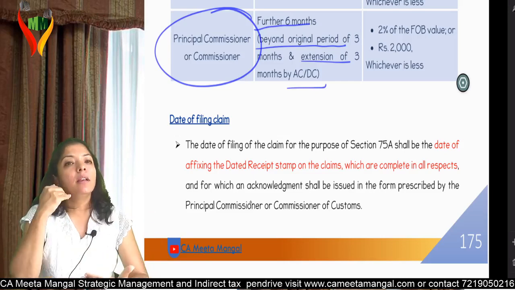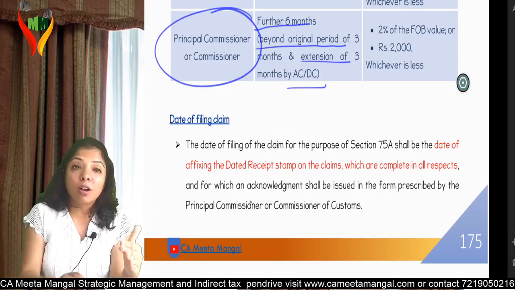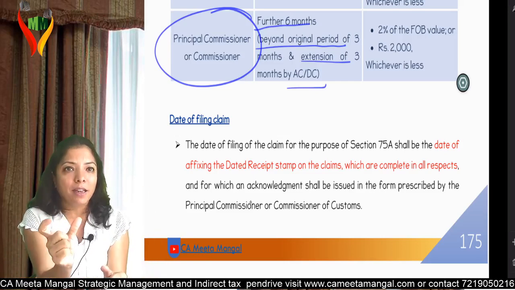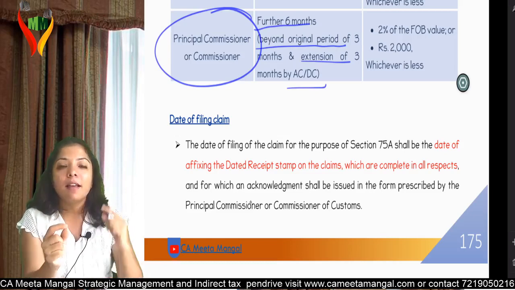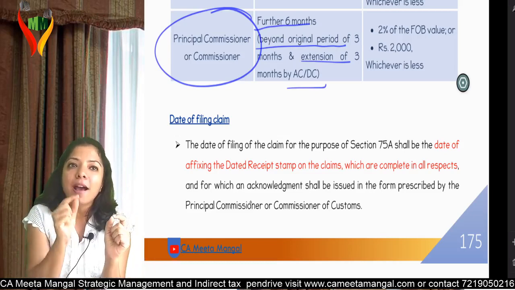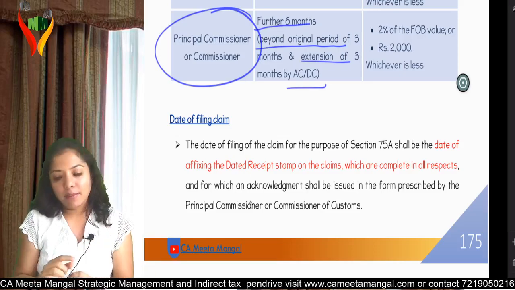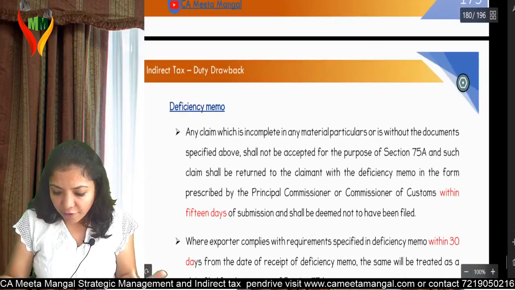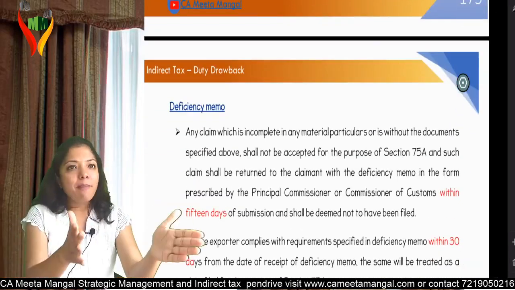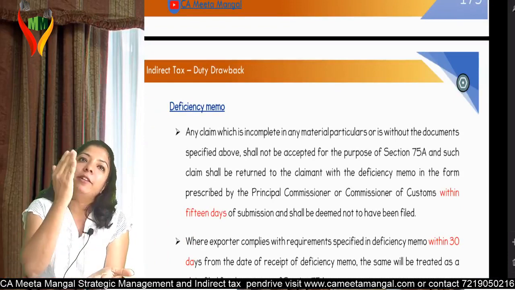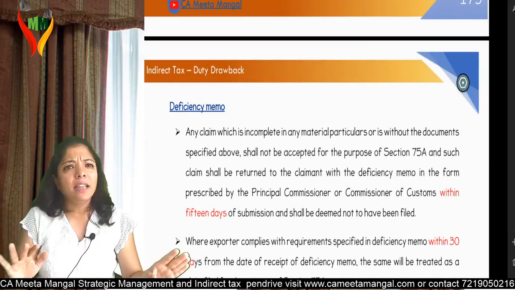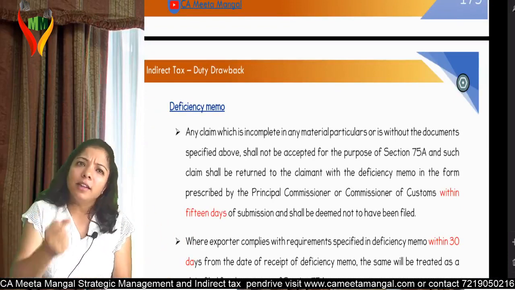I'll be teaching you the importance of 75A because I need to calculate the interest period. For the interest period, I need to know when you have filed the claim. Am I clear? Deficiency memo, same thing. If by chance I had made a claim within 3 months only, and everything was good, nothing wrong, the date of stamp.